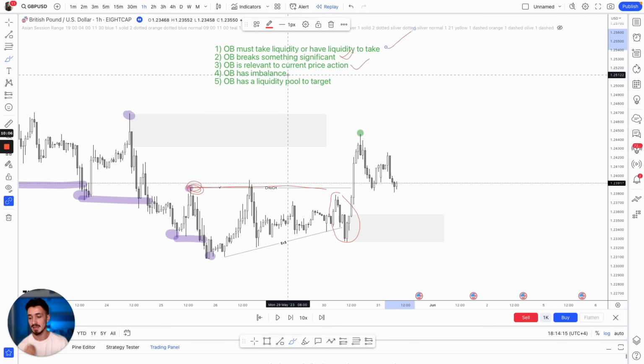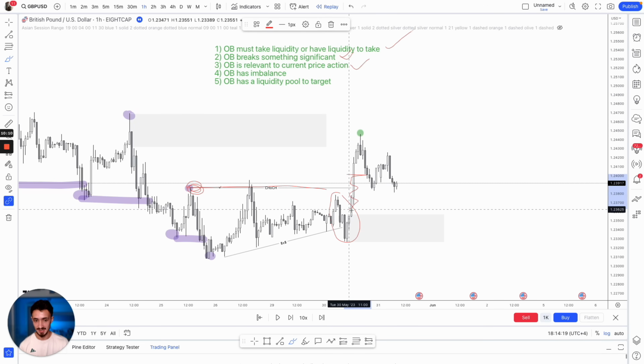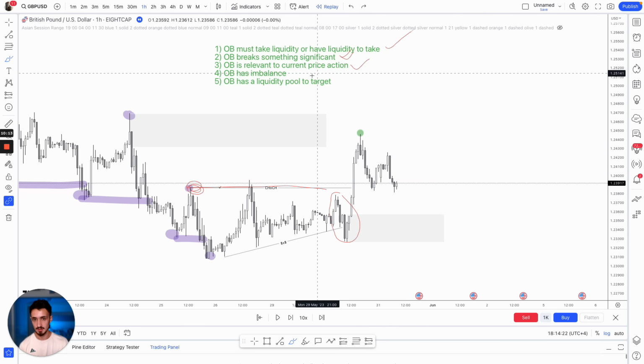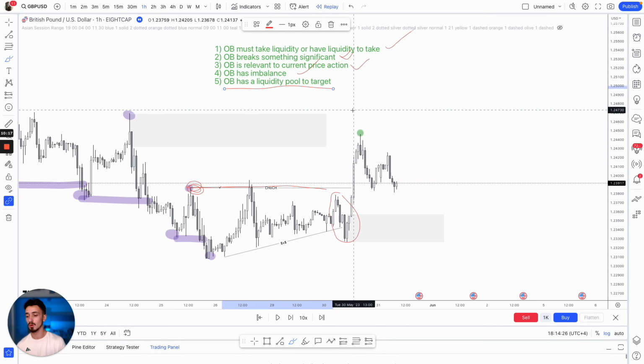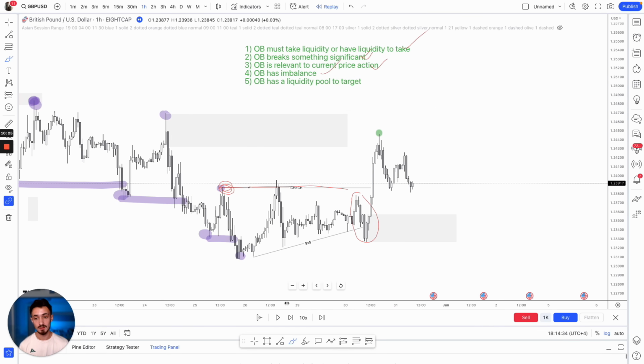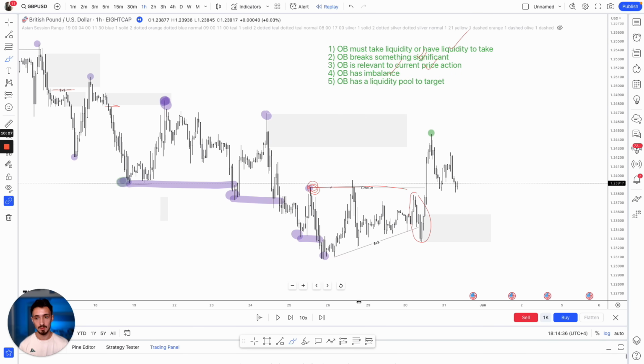OB has imbalance. Number 4. Yes, very clear imbalance. A lot of momentum. Ticks that box. OB has a liquidity pool to target. An area of liquidity that price can then go to when it comes back here. Let's take a look. If we just zoom out a little bit, what do we see?